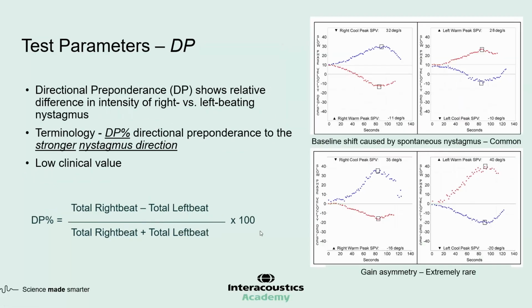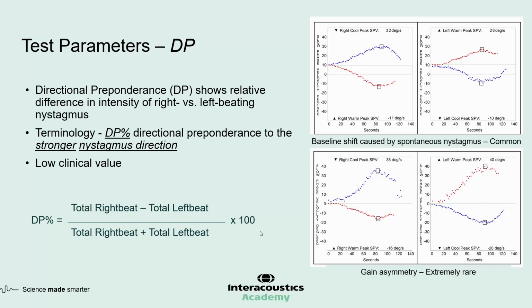Another parameter that's commonly calculated in the caloric test is directional preponderance. Directional preponderance, unfortunately, is a very low clinical value. It's misunderstood, and in recent years, there are many laboratories that have stopped using it, and I'm in favor of that. I think directional preponderance gives you misleading information.